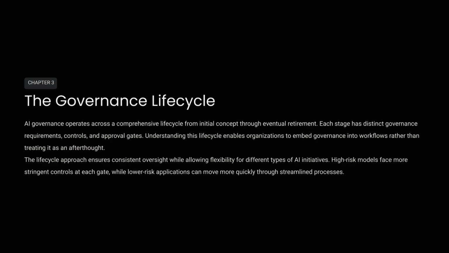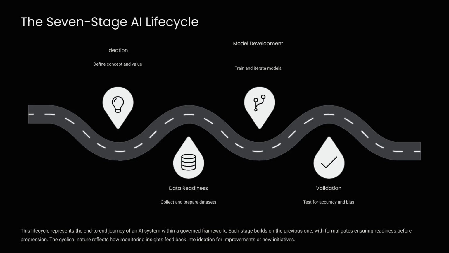Chapter 3 examines the governance lifecycle. AI governance operates across a comprehensive lifecycle from concept to retirement, ensuring consistent oversight and controls at every stage, tailored to risk level. The 7-stage AI lifecycle includes ideation, data readiness, model development, and validation. Formal gates ensure readiness before progression, with monitoring insights feeding back into the cycle.